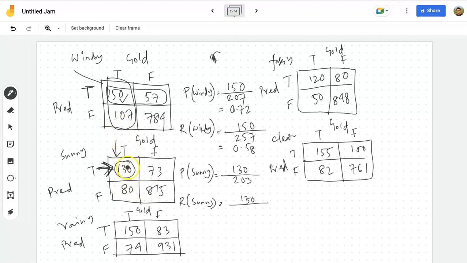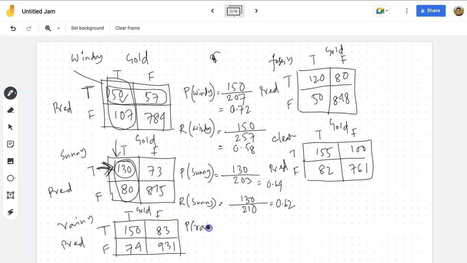So it will be 130 plus 80, which is 210. So the values will be 0.64 and 0.62. Similarly, you can calculate the rest. I am just writing it now. I hope you already understand.